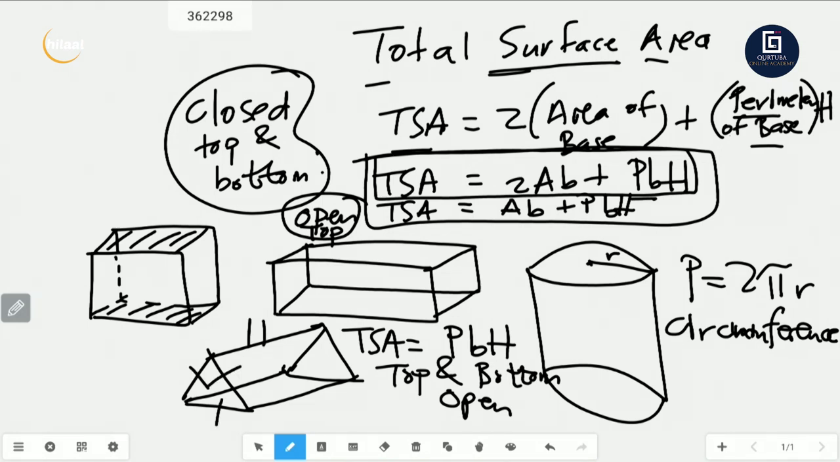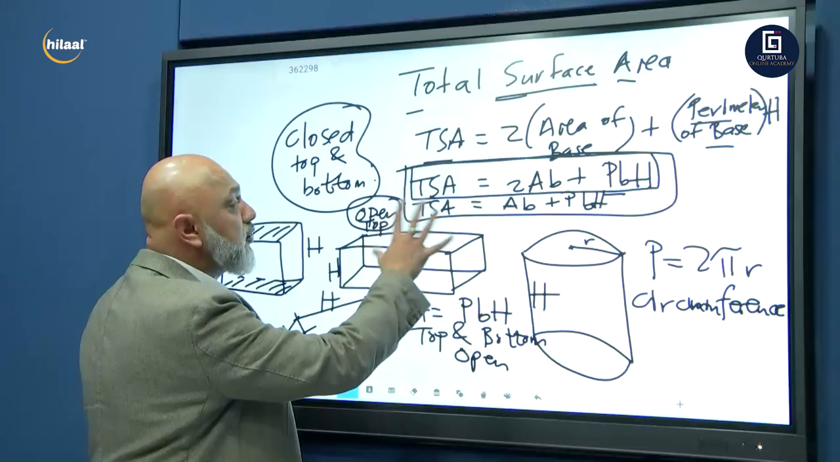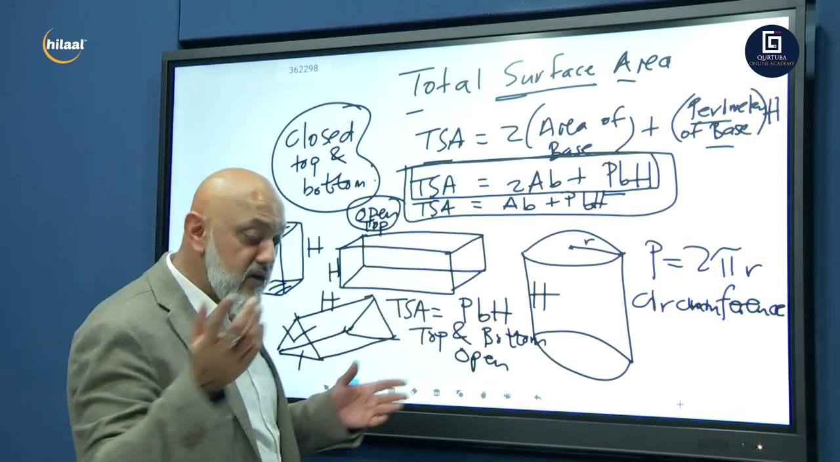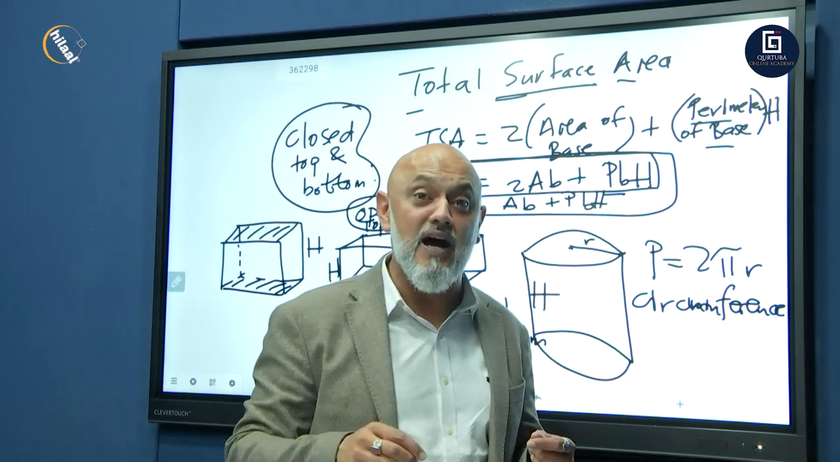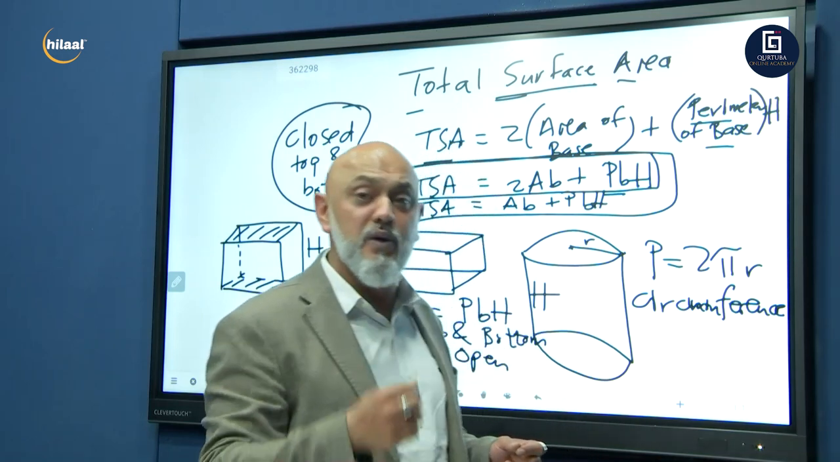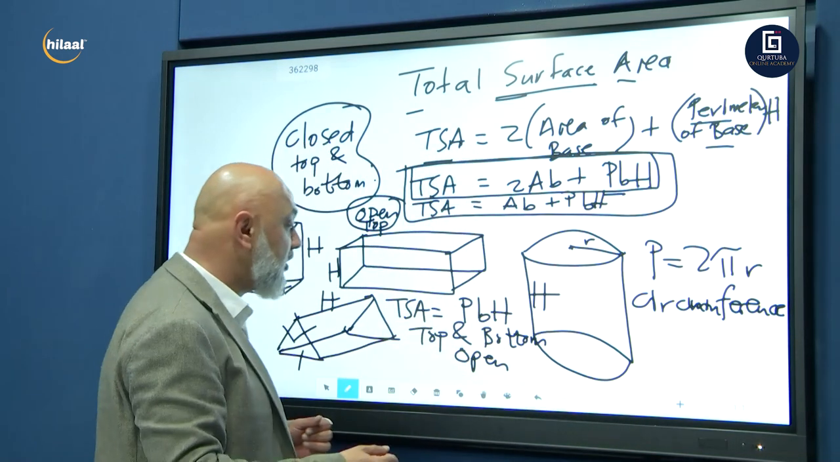Right. And that would be your height. And there we go. 2AB plus PBH. The one formula. I just did this whole thing here to show you where we utilize it. We're going to actually work out the total surface area now of a cylinder. So we're going to start off with the cylinder and we're all going to be doing it together.